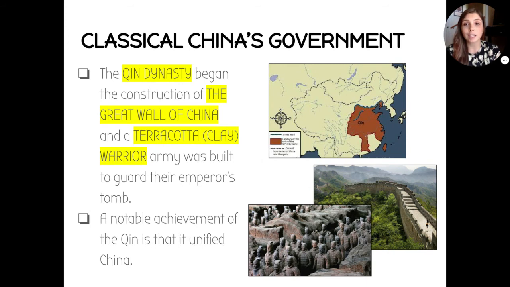The Qin dynasty began the construction of the Great Wall of China, and the terracotta clay warrior army was built to guard their emperor's tomb. A notable achievement of the Qin is that it unified China. So on the map, you can see where their empire was located, and you can see the Great Wall of China, which I'm sure most of us are very familiar with. And these terracotta clay warriors are down there on the bottom, and they were built to guard or protect the emperor's tomb when he died.